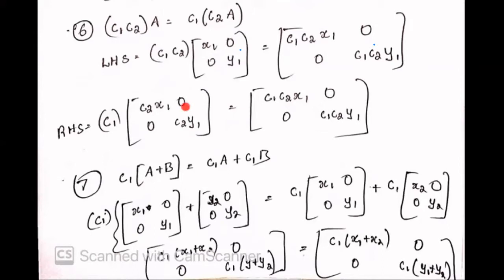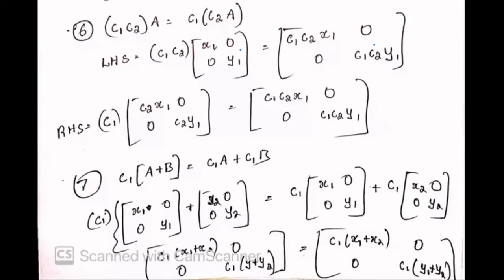So this part is the RHS. Again, we are considering that. So what we are doing is we are calculating c2 a, multiplying the constant c2 to a. A is x1 0 0 y1. So if you multiply with c2, you'll get c2x1 0 0 c2y1. Then you are multiplying with c1. Finally, you'll get this. So when you compare LHS and RHS, both are equal, right? So the sixth one is also proved.